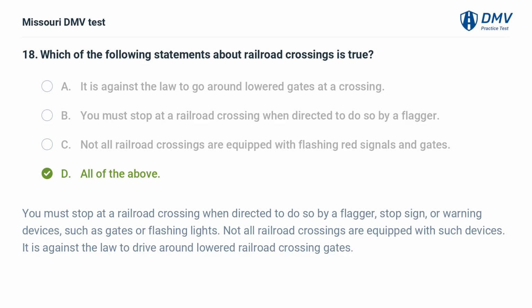You must stop at a railroad crossing when directed to do so by a flagger, stop sign, or warning devices, such as gates or flashing lights. Not all railroad crossings are equipped with such devices. It is against the law to drive around lowered railroad crossing gates.